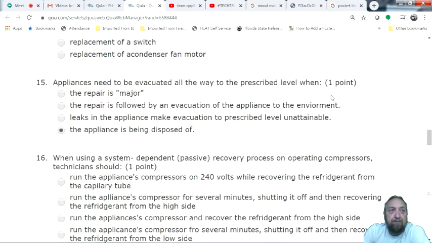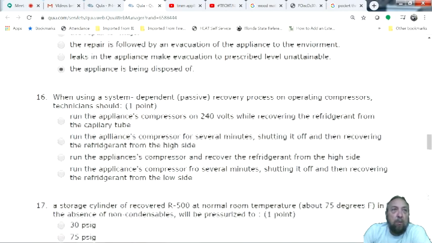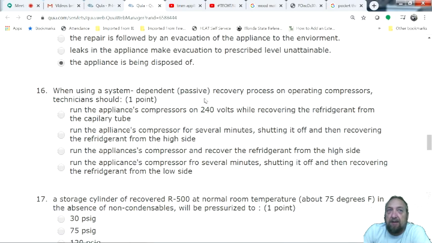Okay? When using a system-dependent or passive, it's like the bag-on-operated compressors, what should we do? Run the appliance compressor and recover the refrigerant from the high side. Very good, Greg. That is the correct answer.